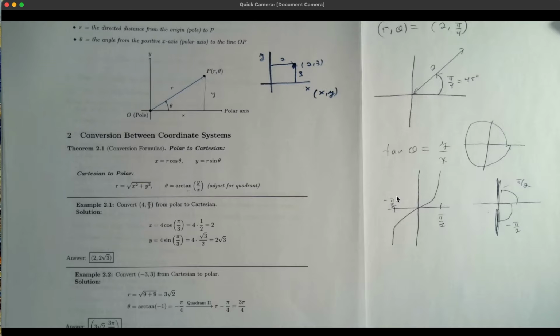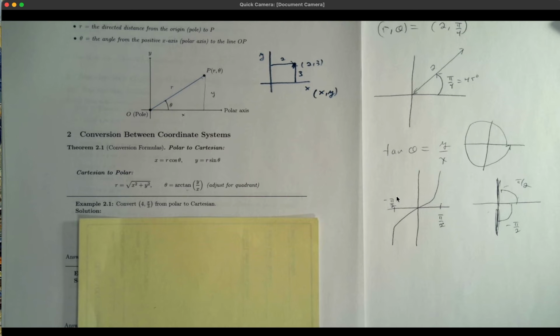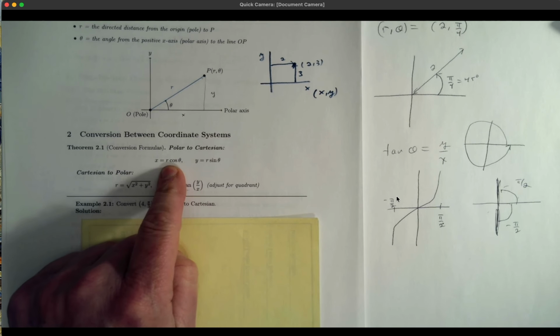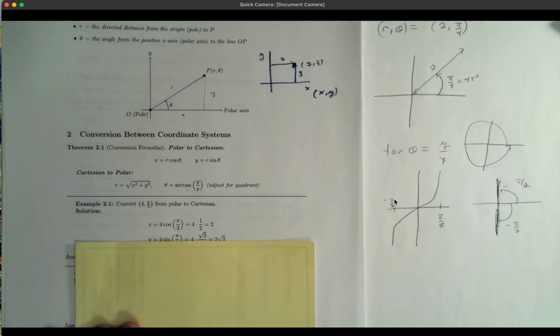All right, so our first example is to try to convert 4, pi over 3 from polar to Cartesian. All right, so we're in polar and we want to go to Cartesian. That's easy. That's the easiest way. You go directly to these two formulas here. r is 4, and the angle is pi over 3. Make sure, as usual, that you're in radians. And plugging into the formula, we get our x and y value. And it's the point 2 comma 2 radical 3.